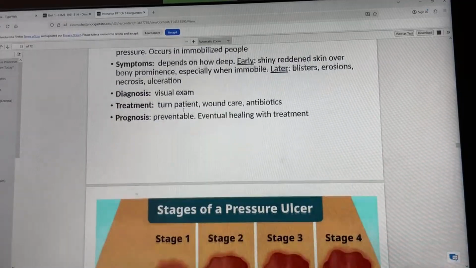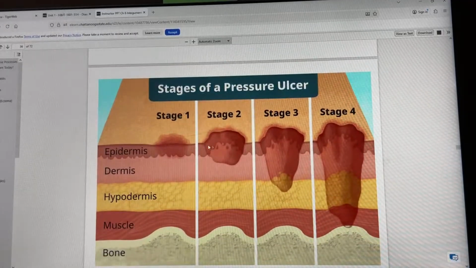I'm going to show you a picture. So this is a diagram. Stage 1 is just the first layer of skin that's been affected. If it isn't addressed, it can keep getting worse, to stage 2, which goes into the second layer of skin. The epidermis is the first layer, the dermis is the second layer. Stage 3 is in the third layer, the hypodermis, which is where a lot of the fatty cushion is. And then stage 4 can go all the way down to the bone. And that's obviously really bad. It takes a long time to heal.